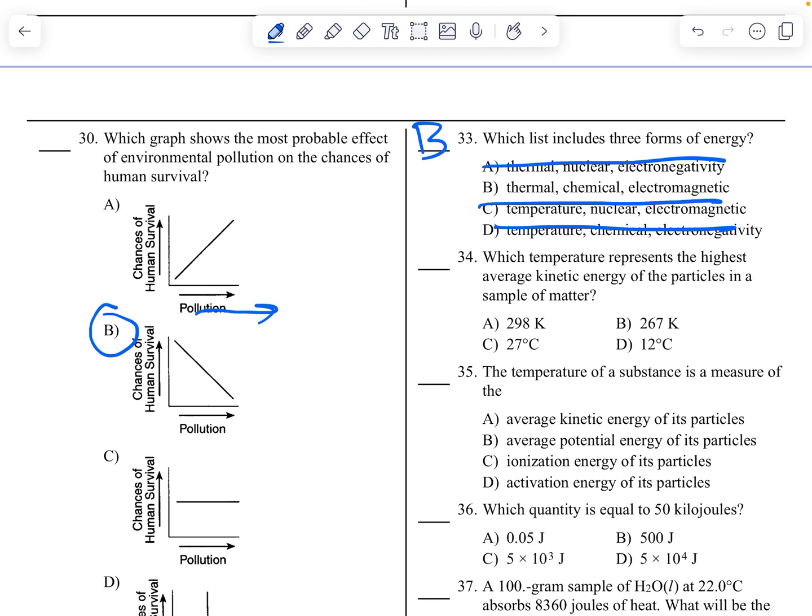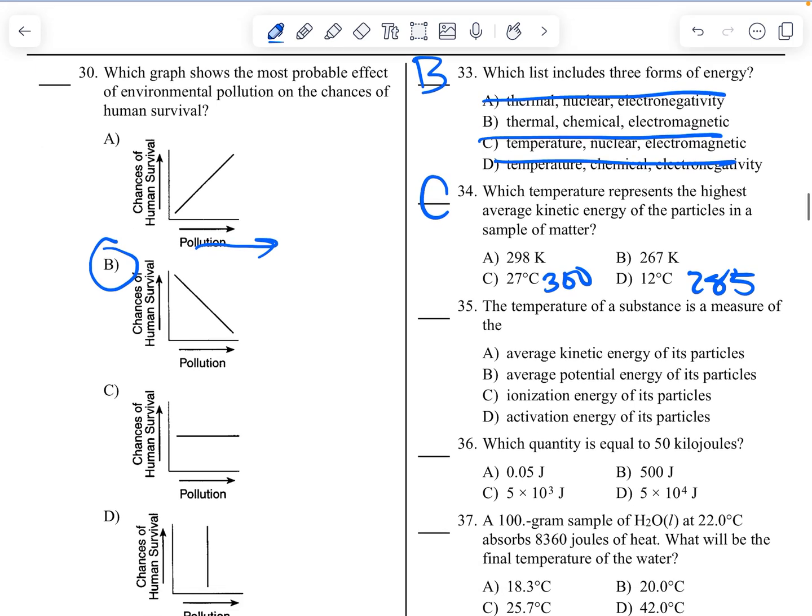So let's make them all talk the same language. I'm going to make everybody talk Kelvin. So 27 plus 273, this is 300. 12 plus 273 is 285. So who is talking at the highest average kinetic energy? That would be choice C. Again, this is not great.